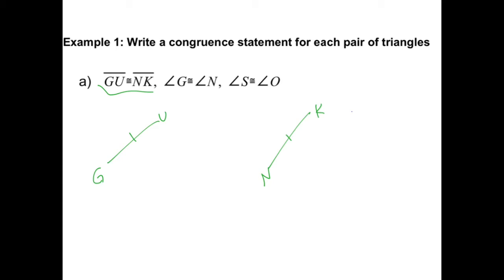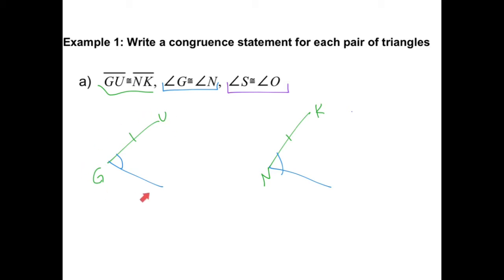Now, the next piece of information is an angle relationship. Well, angle G. Well, if I look here, I don't have an angle yet. I just have a side. So I'm just going to draw anything, and I don't know specifically what this letter is yet. I just know that I have an angle that's congruent to angle N over here. So I have to also draw that angle on that side. Then my next piece is angle S to angle O.